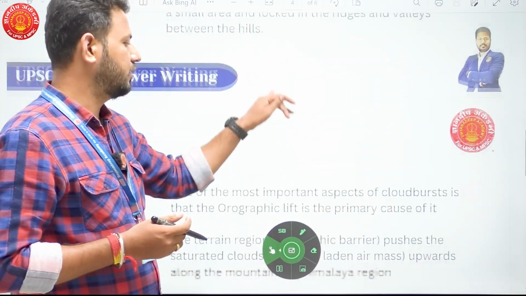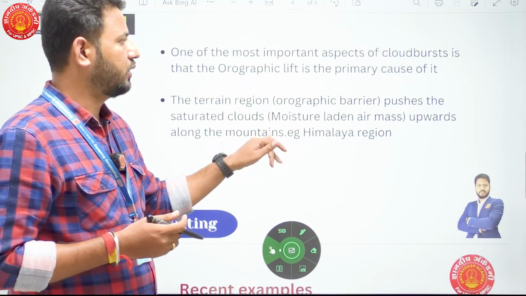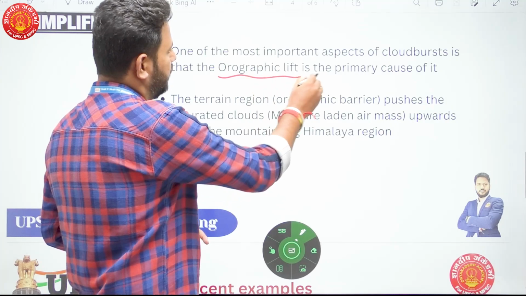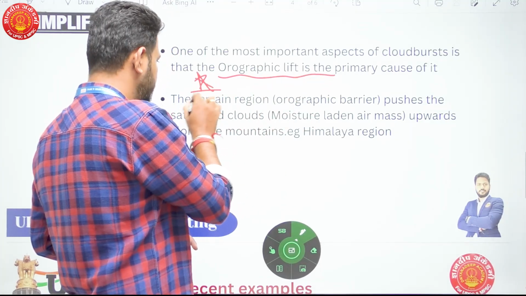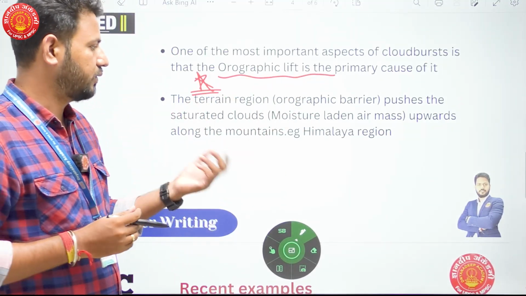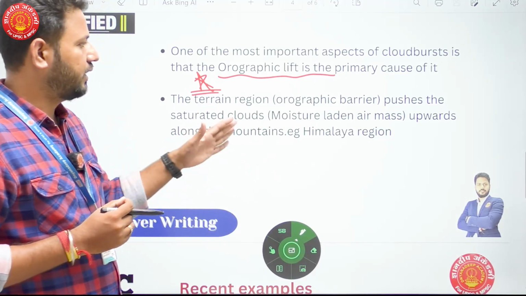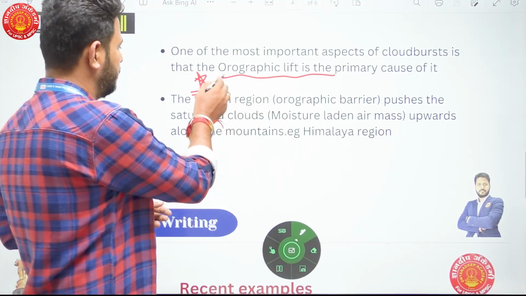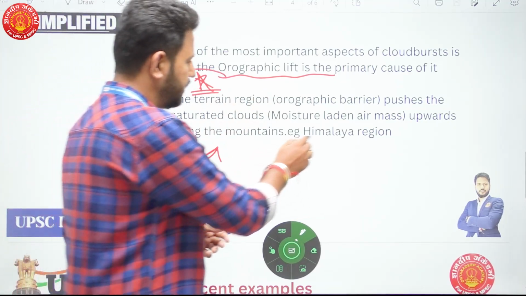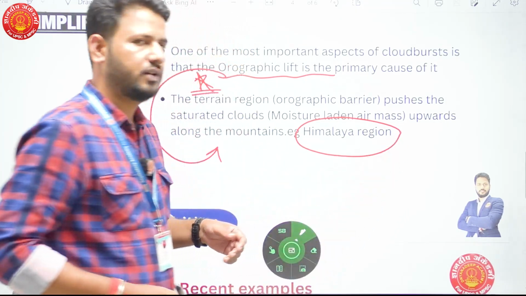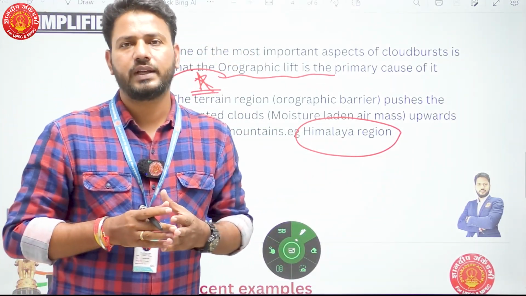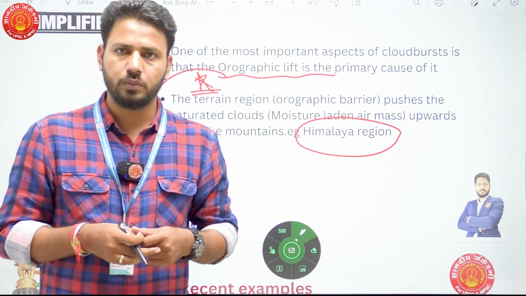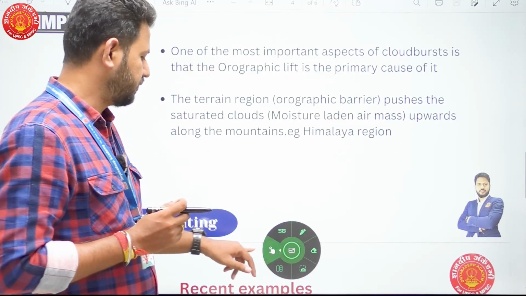Also, the orographic lift of the cloud is one important aspect that you'll have to explain here. Okay, so this orographic lift, because this is possible in Himalayan region, this is one important reason for this. Okay, and then the terrain pushes these saturated clouds upwards along the mountains. So this is known as orographic. Okay, so example here again is the Himalayan region. Okay, so very briefly you'll have to explain what actually causes or what is the mechanism of cloudburst. Okay, a very small part of the body.